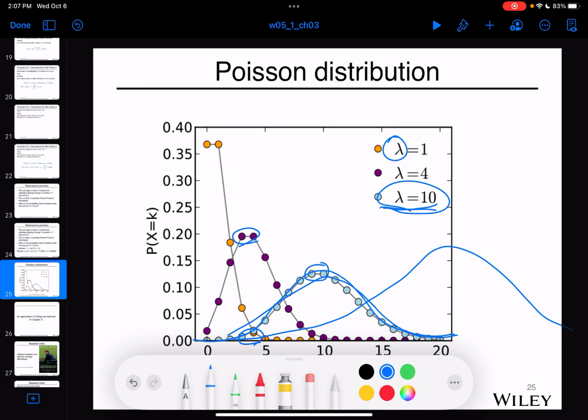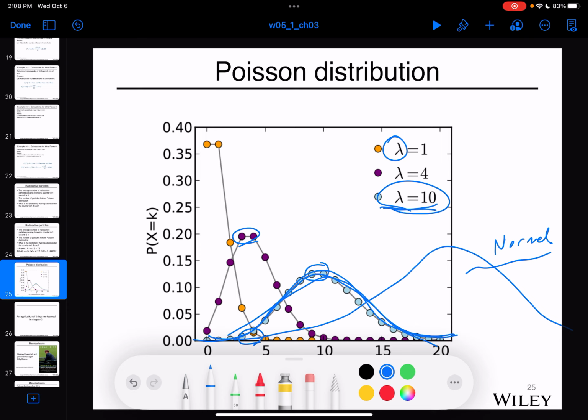Does anybody know? We haven't covered it yet. Does anybody know what's the name of this distribution? The bell-shaped distribution? Yeah. Exactly. This is the normal distribution, right? So we'll see this normal distribution a lot in this course, in the following chapters, right? So the Poisson distribution for large lambda is actually a normal distribution. It's quite close.